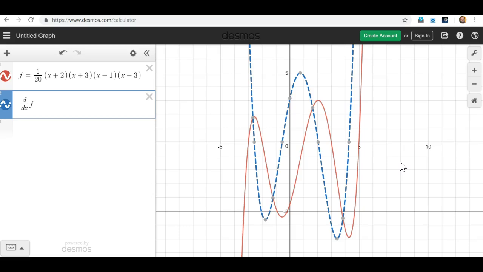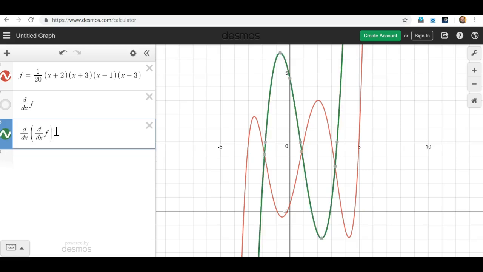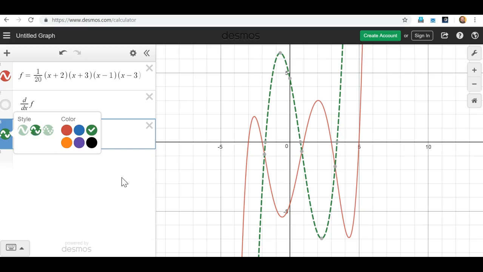Okay, now we're going to bring into this the second derivative. Let's create another one here, and we're going to turn the first derivative off, and we're going to take d dx of d dx, nope, I don't want it to do that, let's put parentheses in there, d dx of (d dx of f), there we go. This green function is now the second derivative, so I'm going to make that one dotted. So you can kind of see everything that's going on here.